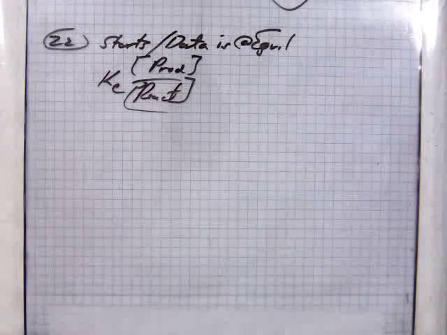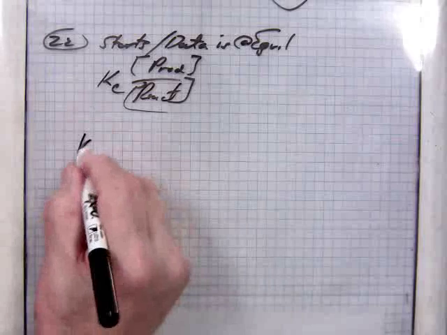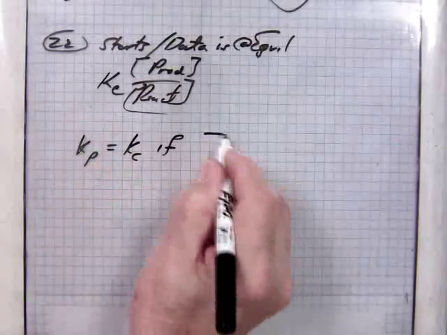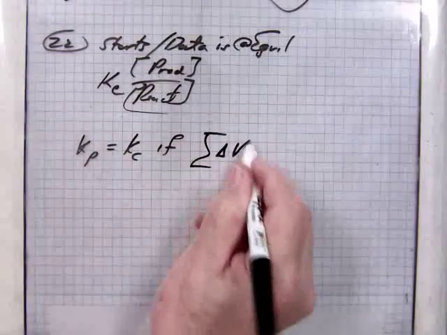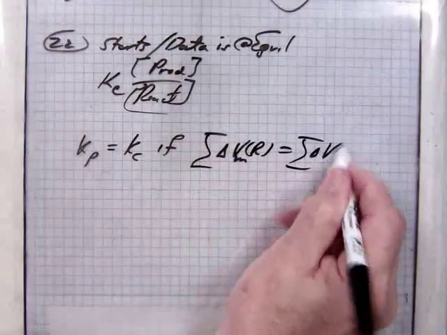For which of the following reactions are the numerical values of Kp and Kc the same? Kp equals Kc if and only if the sum of the molar volumes of the reactants equals the sum of the molar volumes of the products.